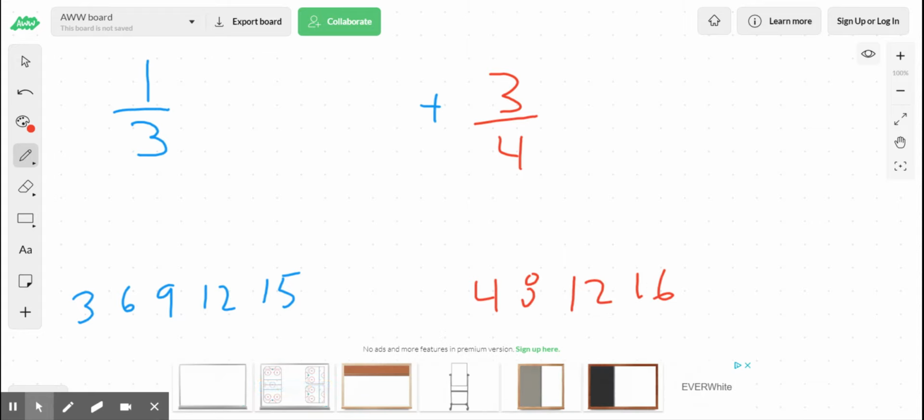All right, next step. Do we have a common denominator? It looks like we have 12 that appears as a multiple of both. So that's the one that we are going to use.